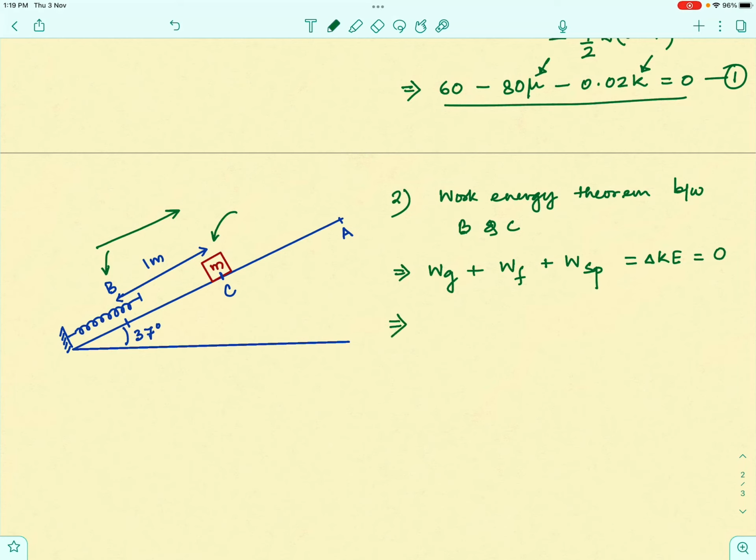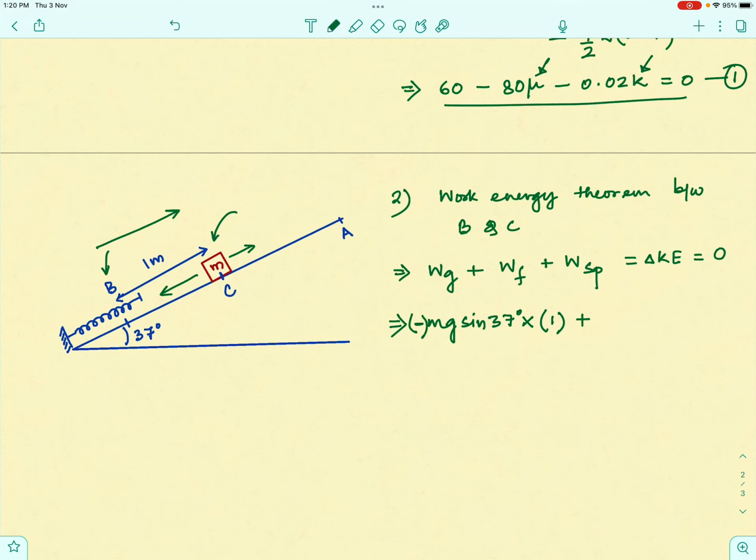Work done by gravity in this case, understand, will be mg sine 37, the force of gravity along the direction of incline, times the displacement, which is this time 1 meter only. But see that the work done by gravity this time will be negative, as the force of gravity is acting down the incline, whereas the motion of the block is up the incline. So this work will be negative by gravity this time.